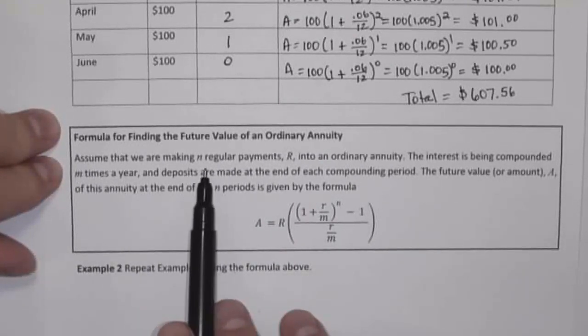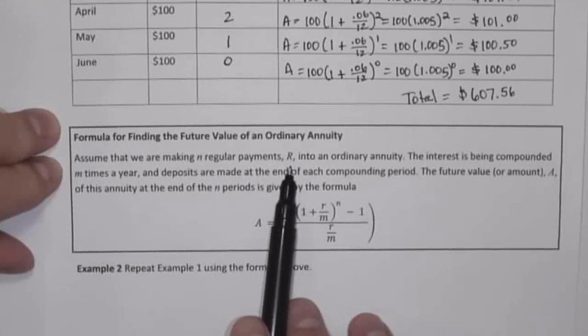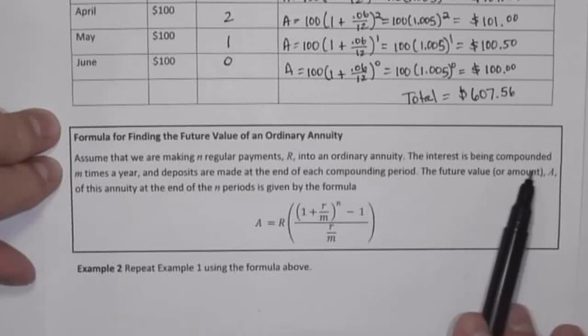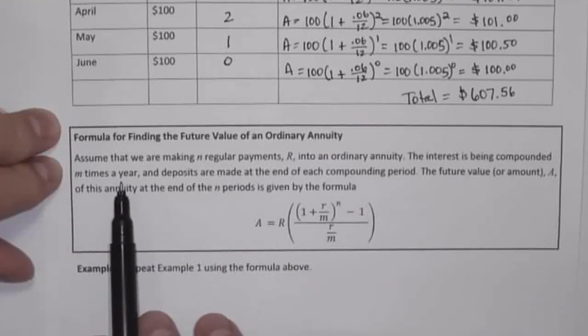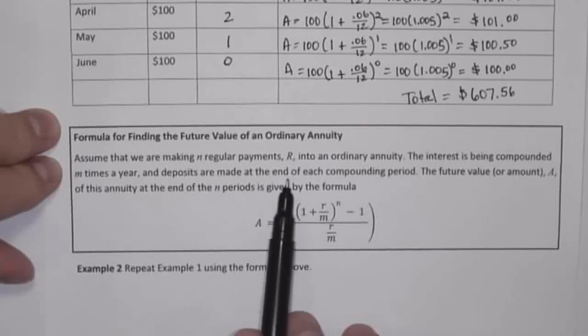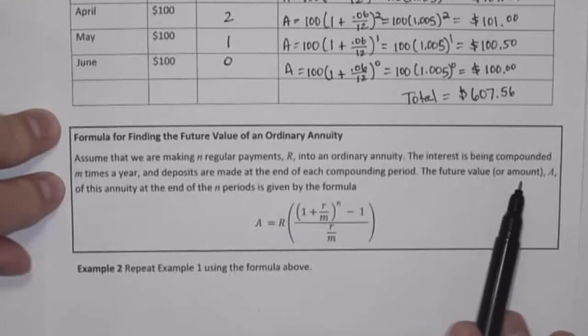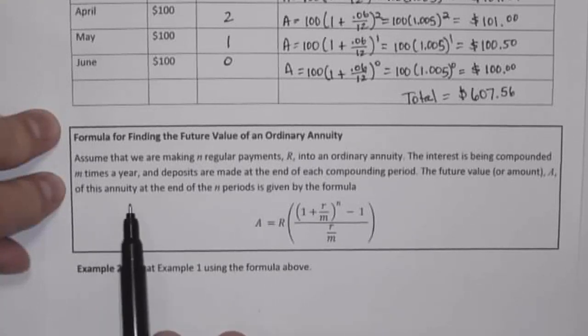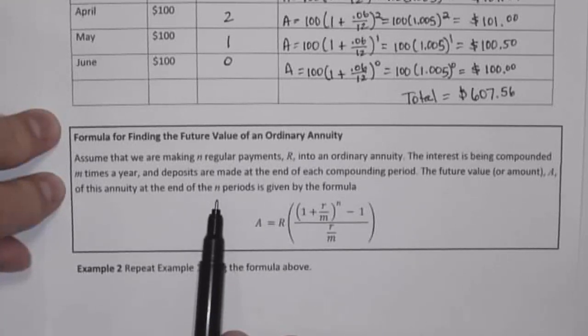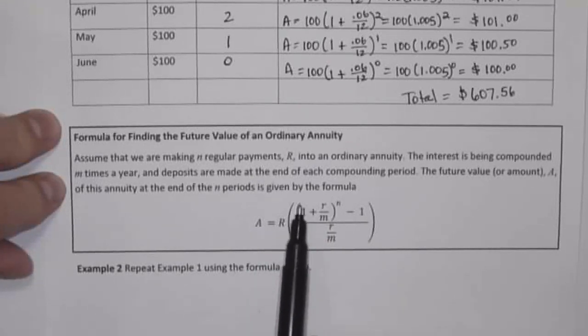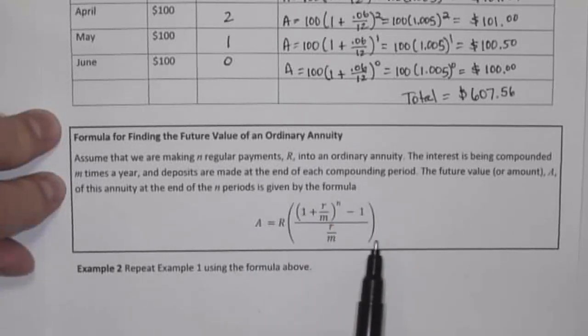Assume that we are making N regular payments R into an ordinary annuity. The interest is being compounded M times per year, and deposits are made at the end of each compounding period. The future value or amount A of this annuity at the end of the N periods is given by the formula A equals R times this big mess.